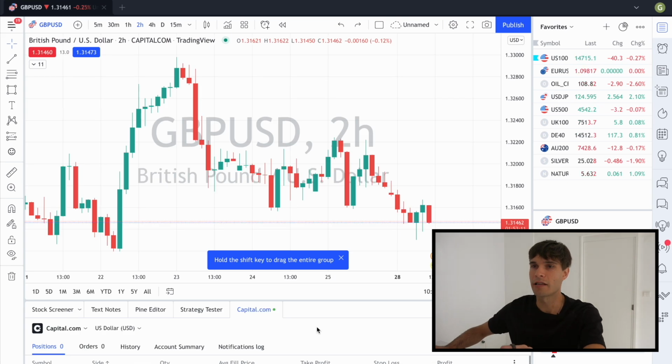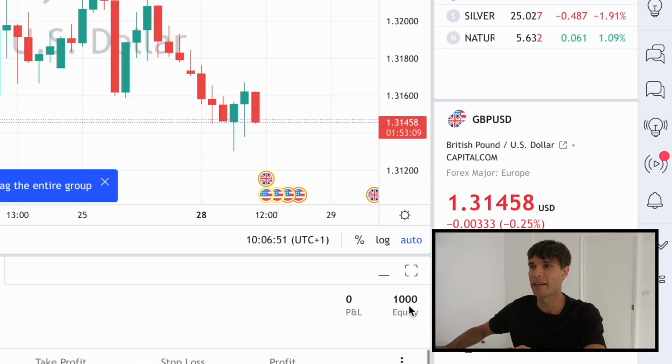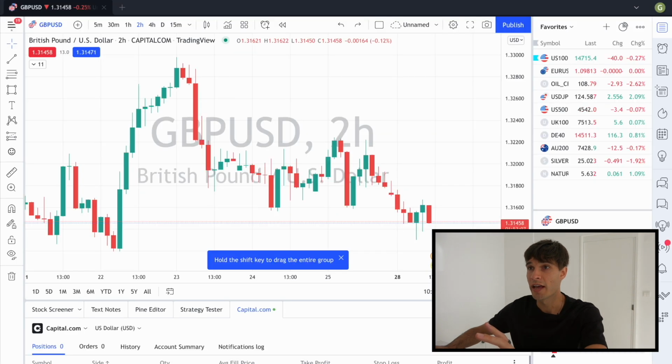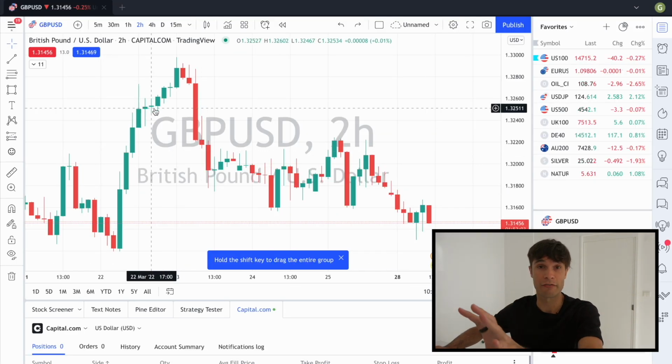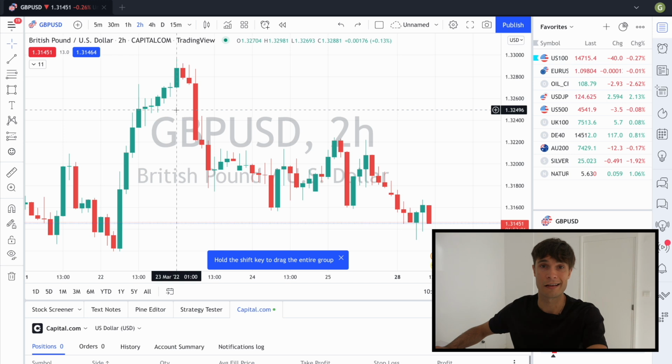All right, so we are logged in. As you can see, the equity here, we have $1,000, and we're going to be taking trades directly from the TradingView platform, which is a charting software.